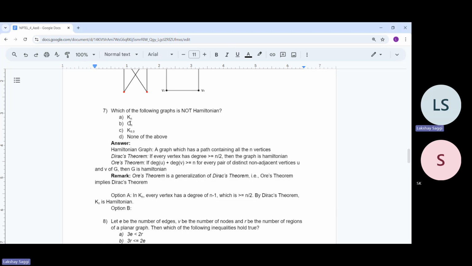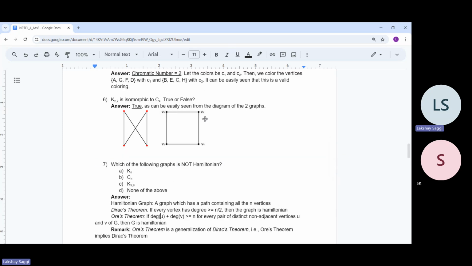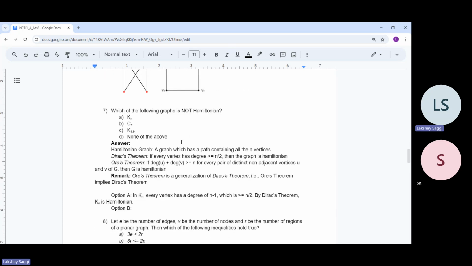option B. So option B is the graph Cn, whether this graph Cn is Hamiltonian or not. Note that in the graph Cn, we cannot apply either Dirac's or Ore's theorem. Let's say this is the graph C4, every vertex has a degree of 2. Or rather, C4 is a bad example, but in general in a Cn graph, every vertex will have a degree of 2. But if there are n vertices in the graph, then 2 is not greater than or equal to n by 2, right? So we cannot apply Dirac's theorem.